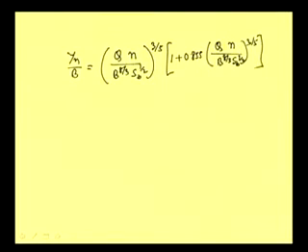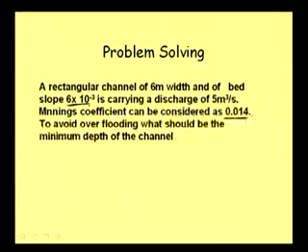Well, now we know that the b value here, the bed width of the channel, is given as, I think, 6 meter. Bed width of the channel is given as 6 meter.